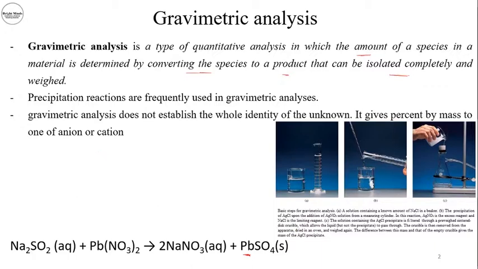Example to that, if we look here, if I have a sample of sodium sulfate and a sample of lead nitrate, if I want to know the percent by mass of the lead nitrate, I can react the lead nitrate with the sodium sulfate. This will give me a precipitate. This precipitate is lead sulfate. I can isolate this precipitate and weigh it after drying and know the percent by mass of the lead in my product, and from that I can compare it to the percent by mass of my initial reactant components.